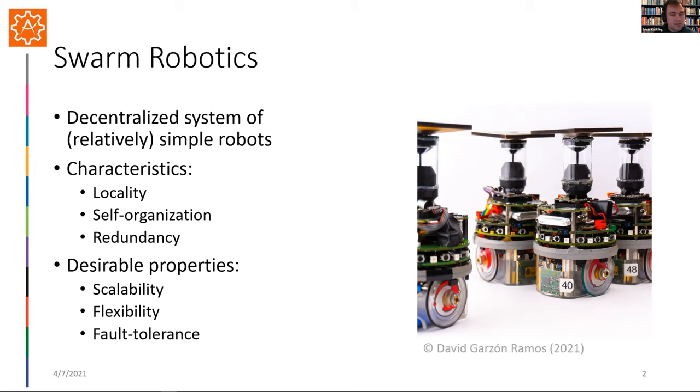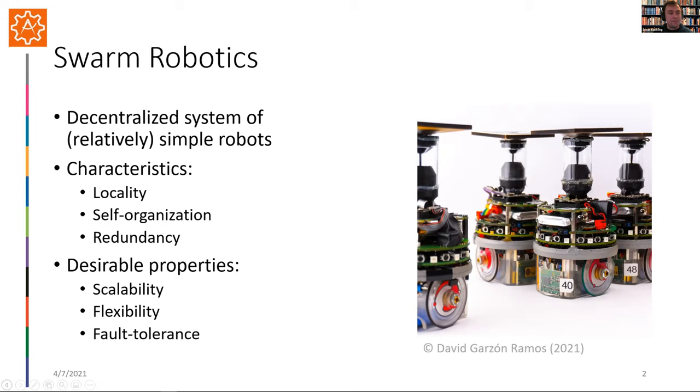These characteristics allow us to easily design swarm systems that usually exhibit some desirable properties, such as scalability. So robot swarms work similarly independent of the number of robots. A swarm with 10 robots would work in a similar fashion to a swarm with 100 or 1000 robots. Additionally, robot swarms are flexible, so they can adapt to a wide range of environmental changes because they only react locally to what they can see. So they never care about the bigger picture. And thirdly, they are fault tolerant. The failure of a single robot will not stop the whole swarm from performing their desired behavior.